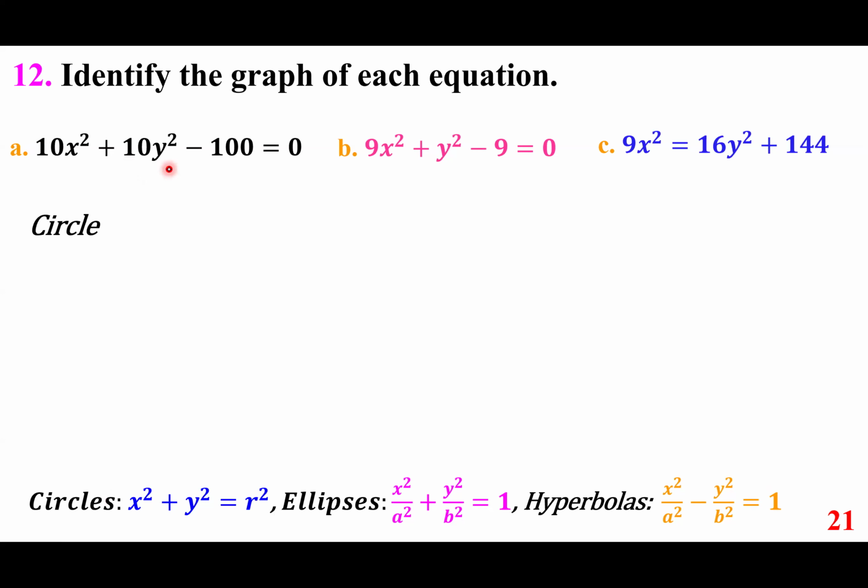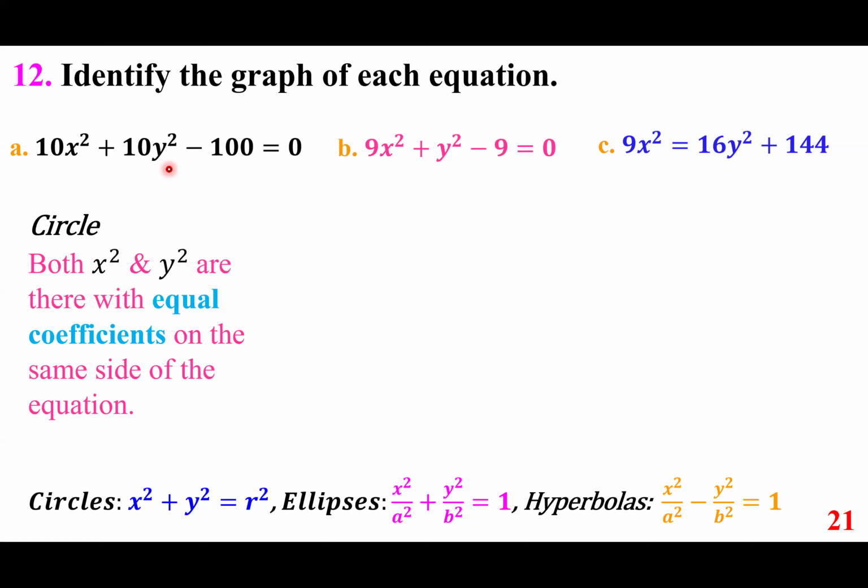The answer is this is a circle. How do you know that? Fast. Both x squared and y squared are there with equal coefficients on the same side of the equation. So we have x squared and y squared, and they both have identical coefficients on the same side, and that is important, same side of the equation.